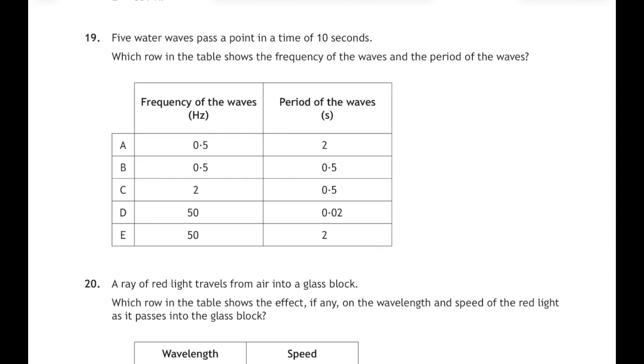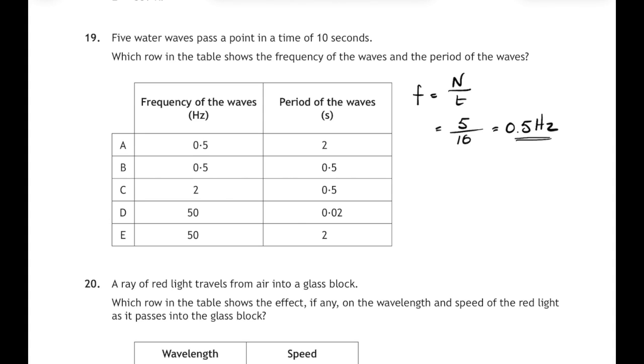5 water waves pass a point in a time of 10 seconds. Which row in the table shows the frequency of the waves and the period of the waves? Well, we can use a couple of relationships here. Frequency is the number of waves divided by the time. That's 5 waves in a time of 10 seconds.